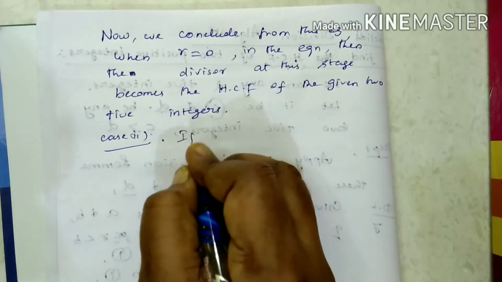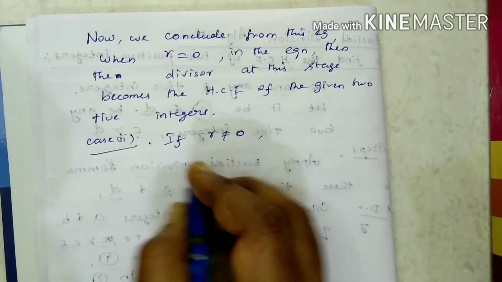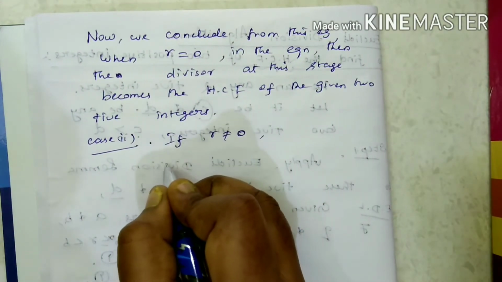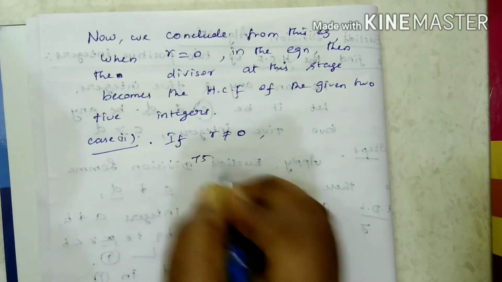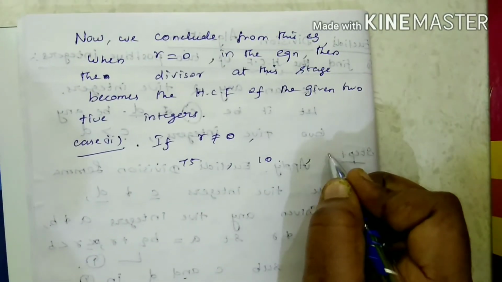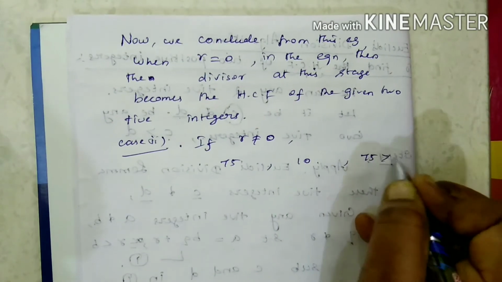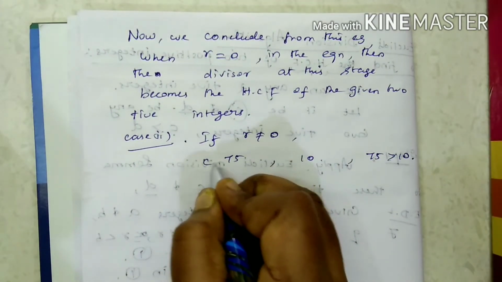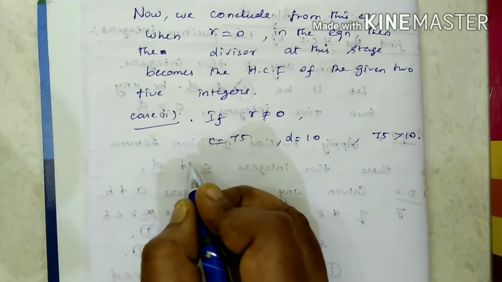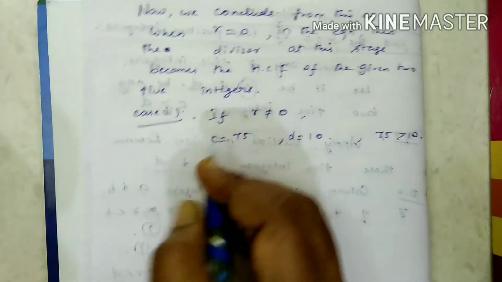Case 2 means, obviously, R not equal to 0. That also we can consider with one simple example. Let us take two positive integers 75 and some smaller integer, say 10. Okay, here C should always be greater than D. So here 75 is greater than 10. So consider this 75 as C and D equal to 10. Now we are going to apply the same thing. We are going to apply Euclid's division lemma to these two integers.